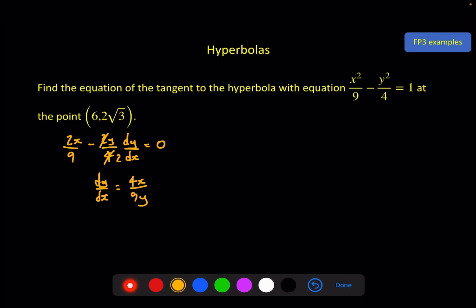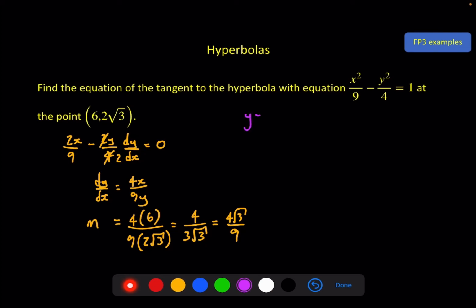Now using the point I've been given, I know that x is 6 and y is 2 root 3. So we can cancel a little bit more here, and that will give us 4 over 3 root 3, or if you like to rationalize your denominators, 4 root 3 over 9. So this is the gradient of the tangent at this point.